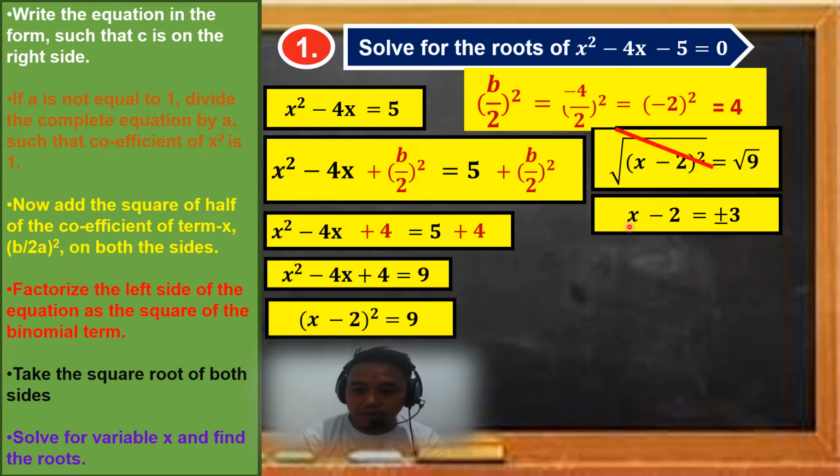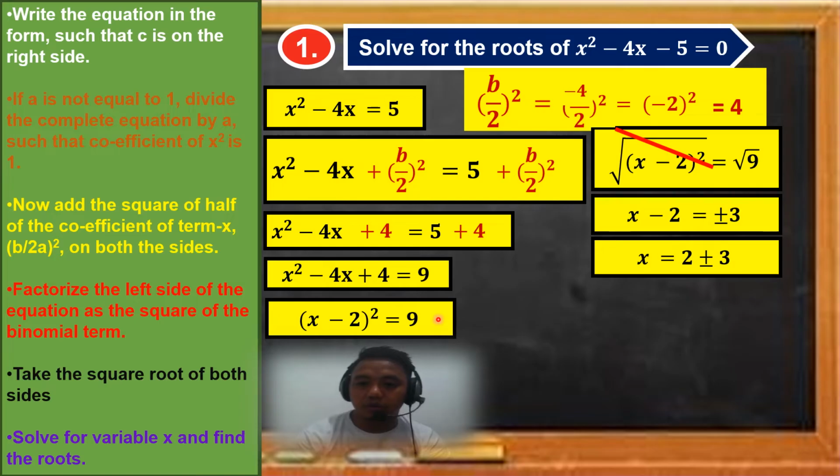So, kailangan, pag nagsosolve na ng x, wala nang kasama si x, isolated na siya. So, yung negative 2 must or should be in the other side of the equation. So, nilipat natin. X equals 2 plus minus 3. Ano ba ibig sabihin niyan? Ibig sabihin niyan, x equals 2 plus 3 at saka x equals 2 minus 3.